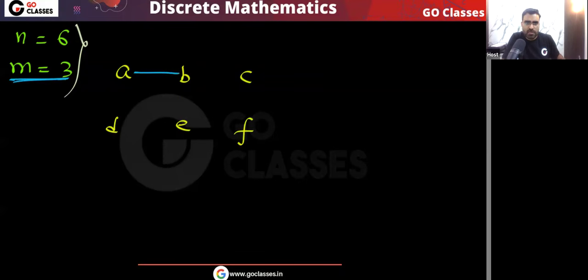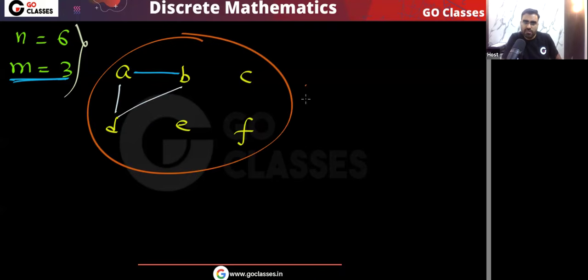So let me put this as okay. Now here let me put for example, let me put this as and let me put this as. Tell me how many components I got. If I do like this, then how many components I got here? I got total 4 components.